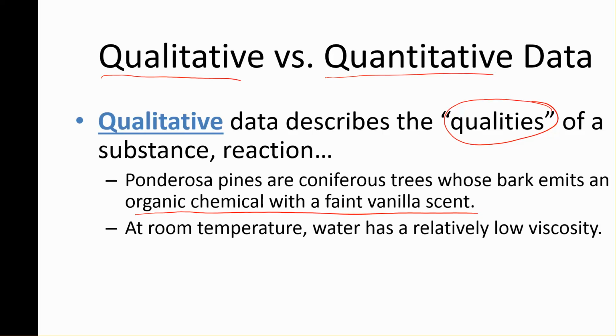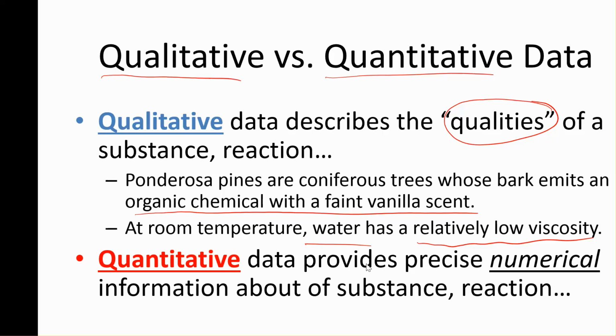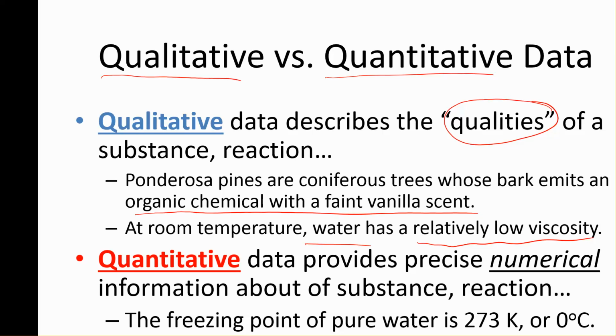At room temperature, water has a relatively low viscosity. So there's my information about water, right? But that information has no number, no units attached to it. Now, when we talk about quantitative data, we are actually talking about precise numerical information about a substance or reaction. So in that case, if we were to say the freezing point of pure water is 273 Kelvin or 0 degrees Celsius. Now notice two things here. We have a number describing it and a unit. A number and a unit. Those are just two different ways of describing temperature, by the way.